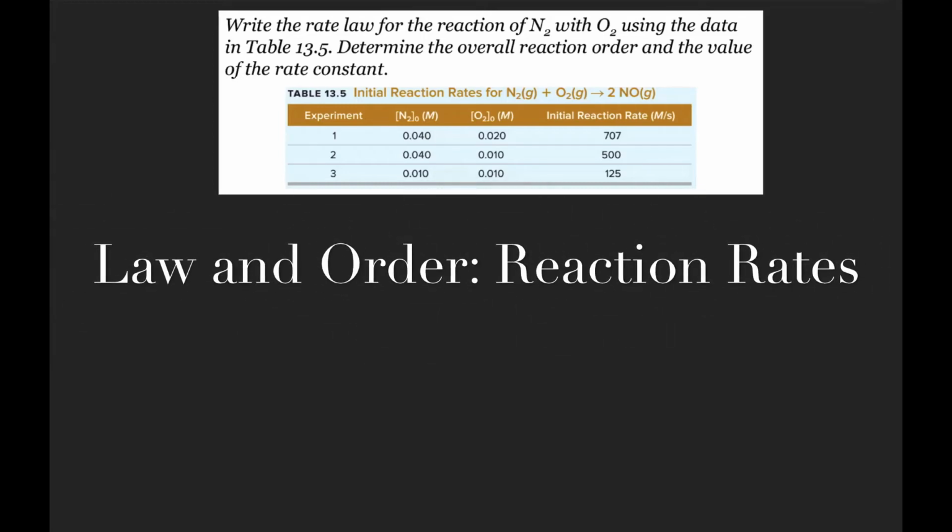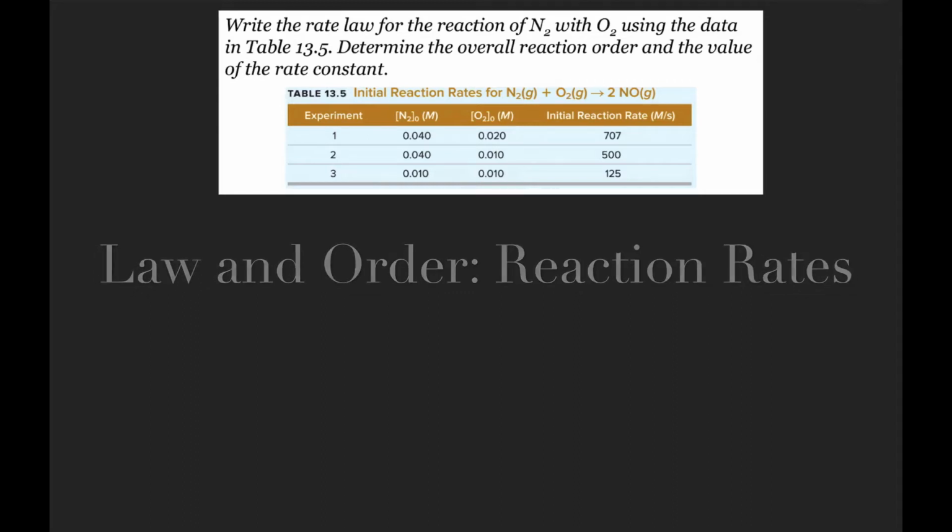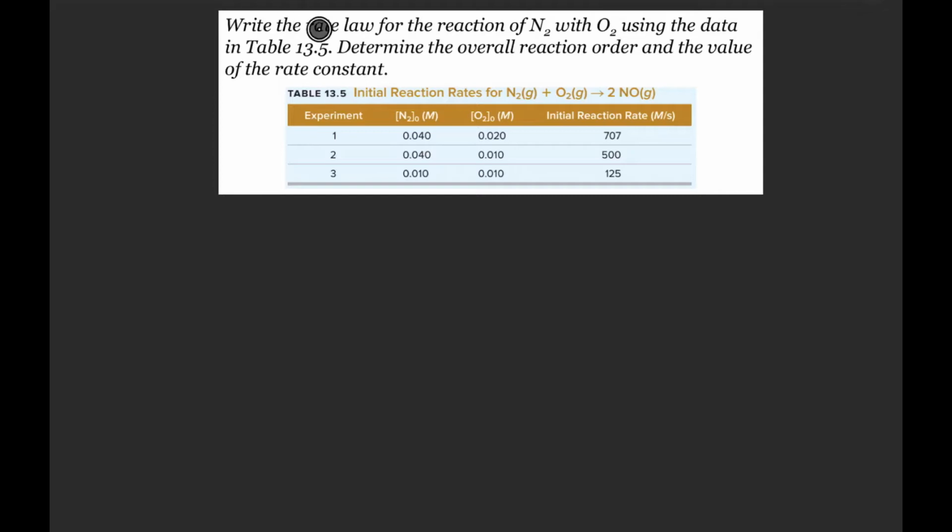In this video, we're going to look at an example which is going to allow us to recap some of the concepts that we introduced last time, where we were trying to understand how to quantify how fast a reaction happens. So in this example, what we're asked to do is determine the rate law for the reaction between nitrogen and oxygen using the data that was shown in the table below. We're asked to find the overall reaction order and determine the value of our rate constant.